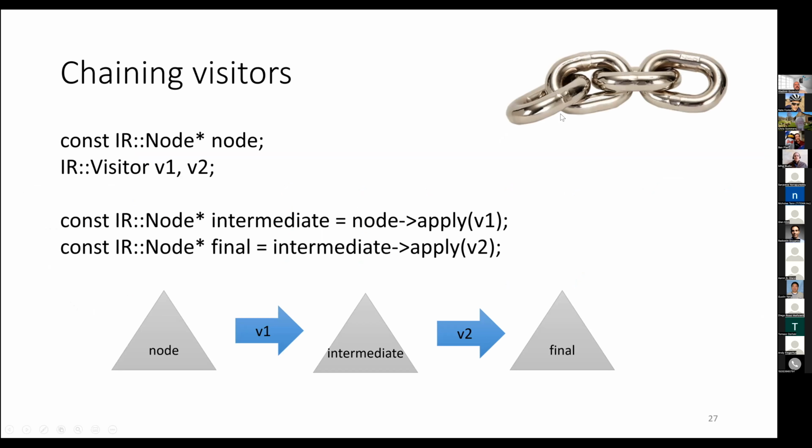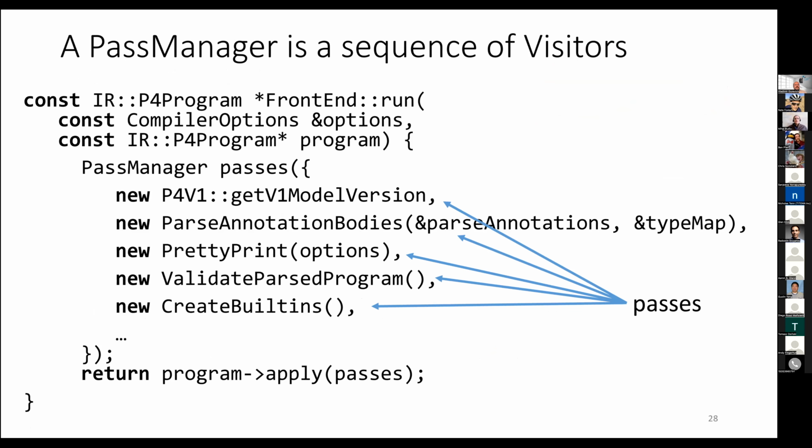So once you have two visitors, you can chain them. So this is an example where you have a node. Think of the node being the root of this DAG, and then you apply the V1 visitor to get an intermediate tree, and then you apply the V2 visitor to get a final tree. And in C++, this just is a sequence of two visitor applications. And as I said, a pass manager is just a sequence of visitors.